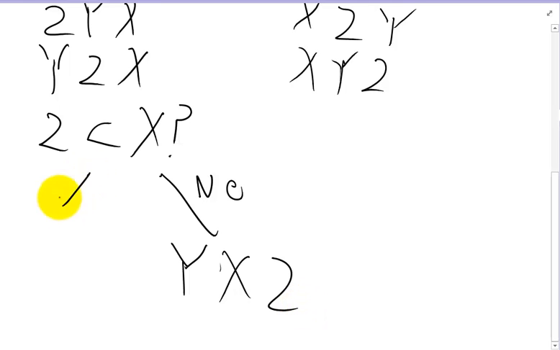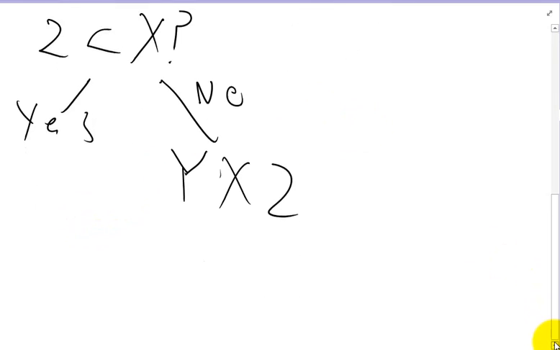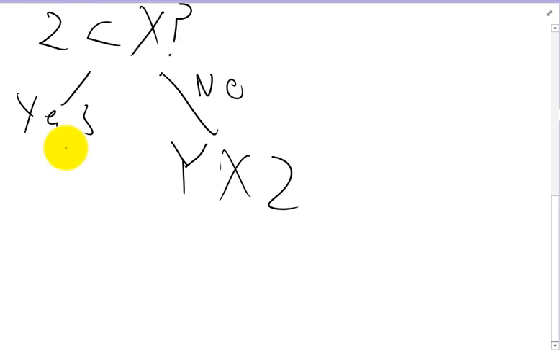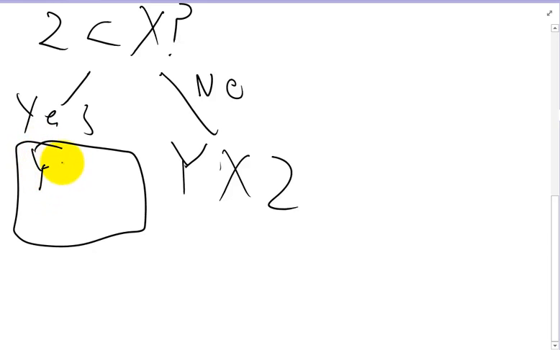But what if the answer was yes? So if x is greater than z, then that leaves me with two choices, because I don't know if z is greater than y, which would be my next question. That would give me a pool of two solutions: y, z, x and z, y, x, because I know x is the biggest element, but I don't know about z and y.